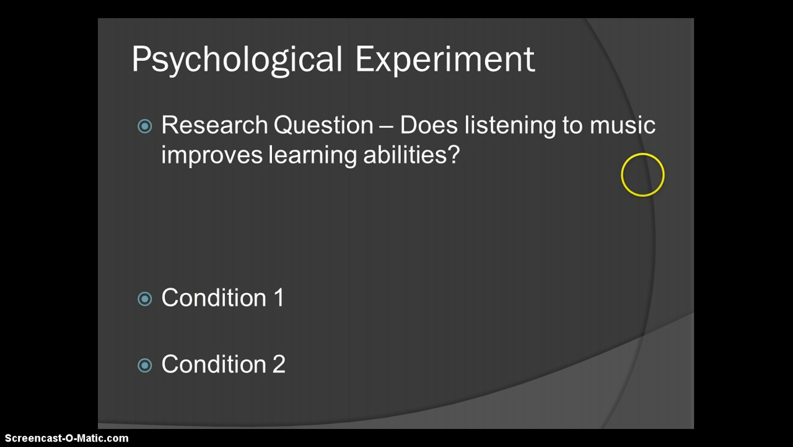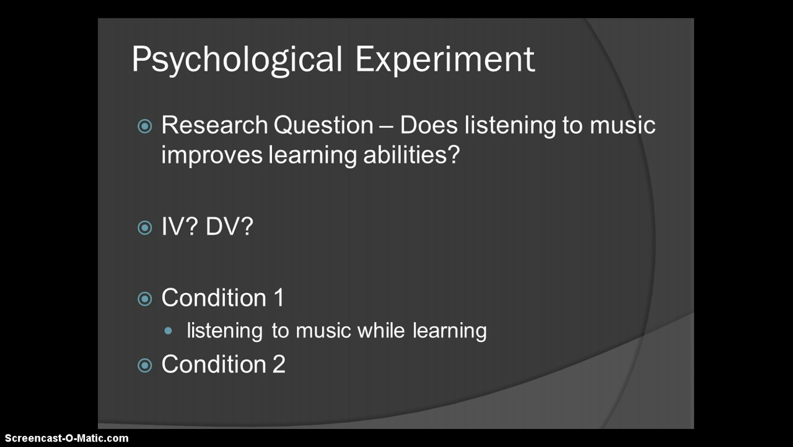Another example: does listening to music improve learning abilities? So what is our independent variable and what is our dependent variable? Our independent variable is listening to music. The dependent variable is our learning abilities. So condition 1 is listening to music while learning, and that is going to be our experimental condition. And condition 2 is not listening to music while learning, and that is going to be our control condition.